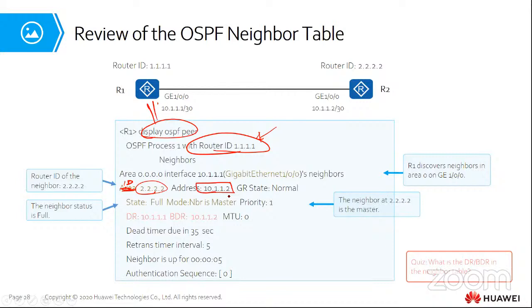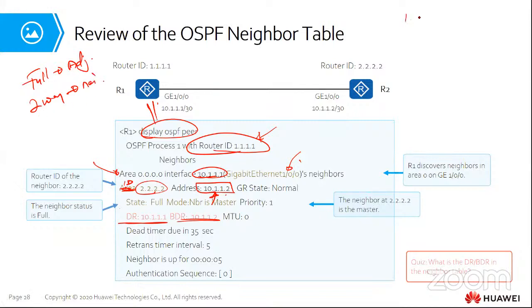Does that make sense? The interface on us and its IP address that connects to the neighbor is shown there. The interface on the neighbor is not shown because we can't know it, but the IP address of the neighbor that connects to us is shown there. The designated router and the backup designated router will be indicated. The state, you can see, is full. The state full means we have formed an adjacency with them. The state two-way means we have formed a neighborship with them.